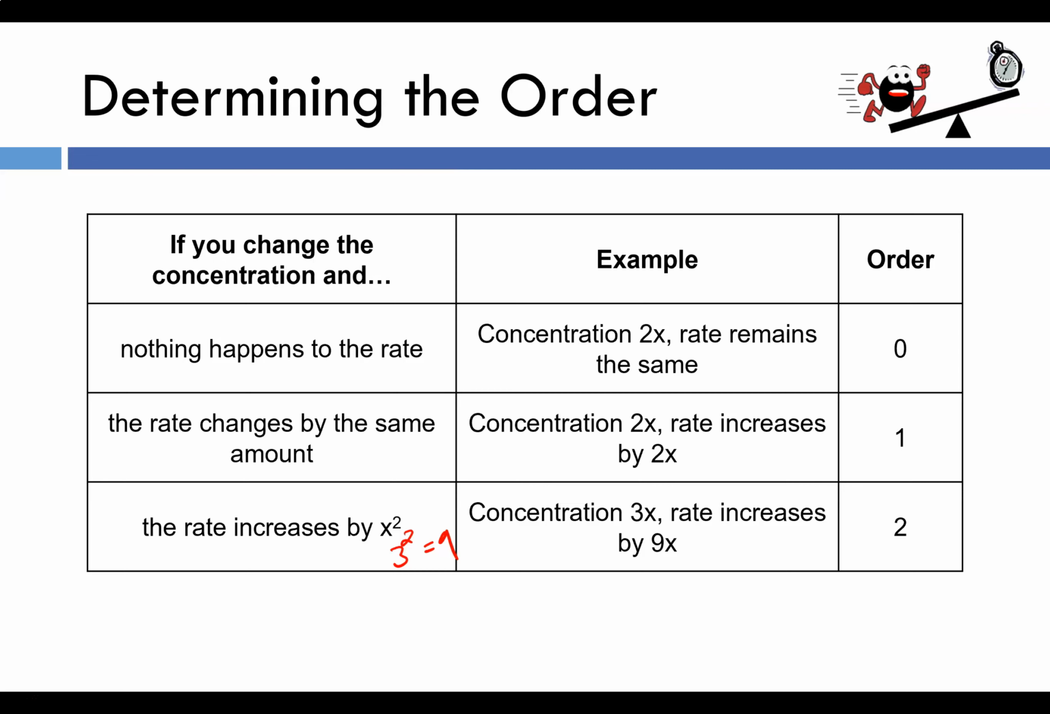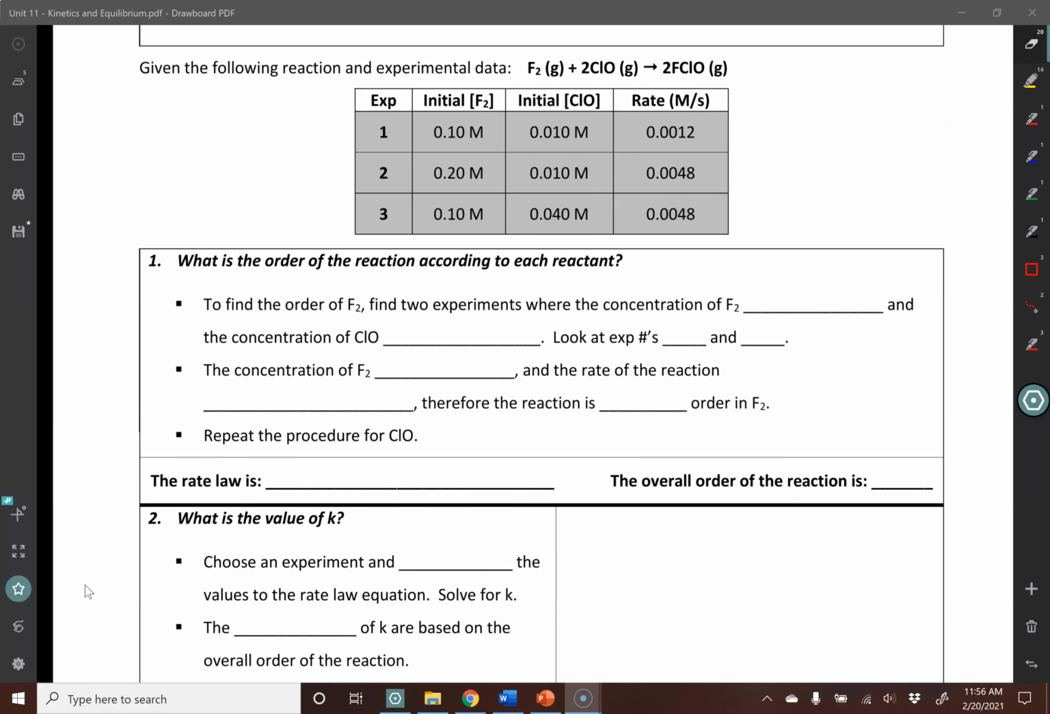I know this looks confusing, but I think it makes more sense when we start putting it into practice. So let's get into your practice problems and walk through some of these together. Okay, so we're going to be looking at this reaction here. F2 reacts with 2ClO to produce 2FClO. We've got some experimental data.